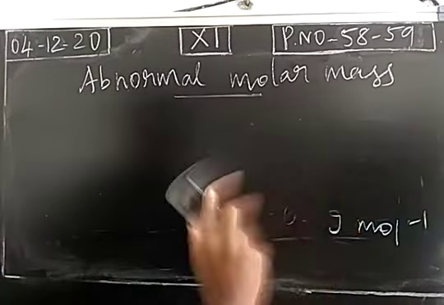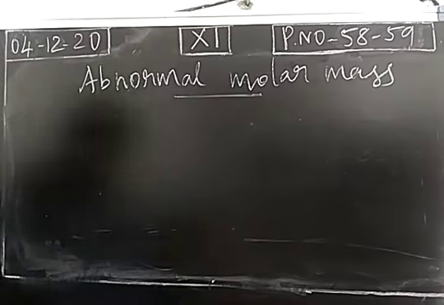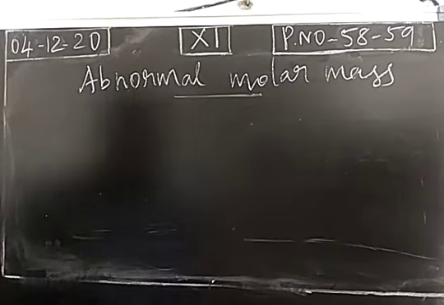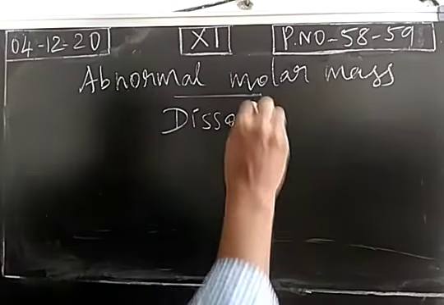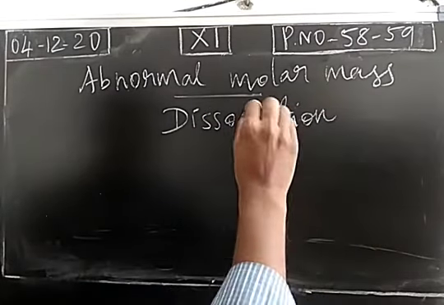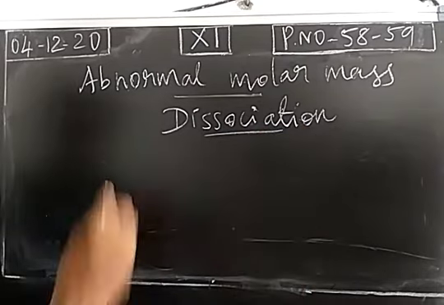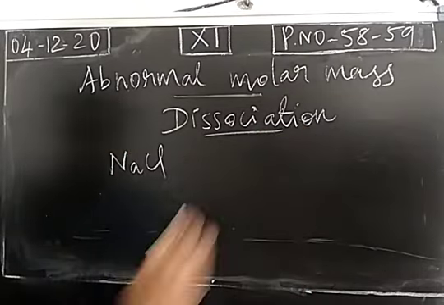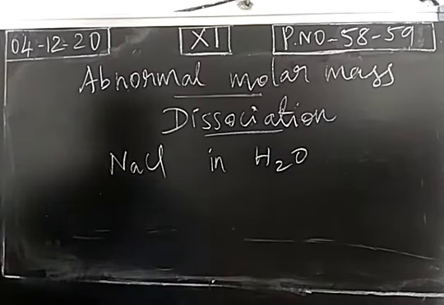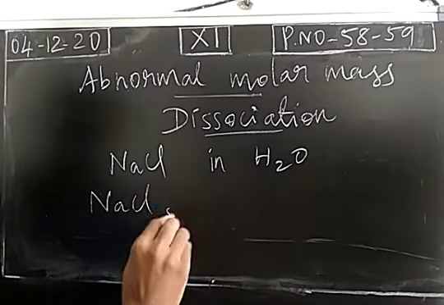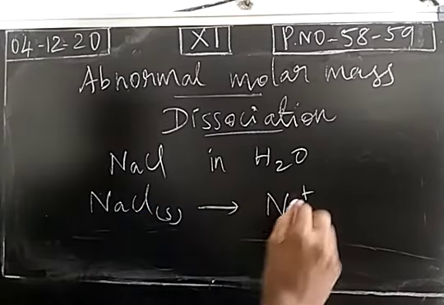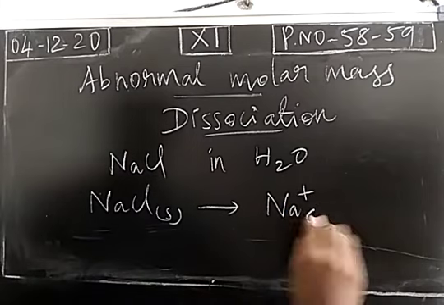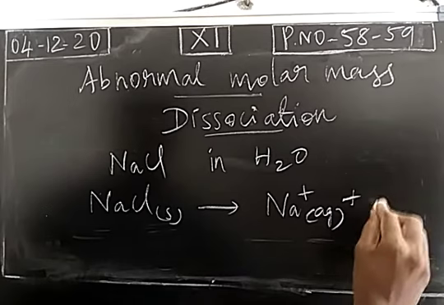One more possibility is dissociation of solute particles. Instead of association, there will be a dissociation of solute particles. So we may take sodium chloride salt in water. So 1 mole of sodium chloride salt is added in water. This will undergo dissociation. The salt is dissociated to produce the respective ions.